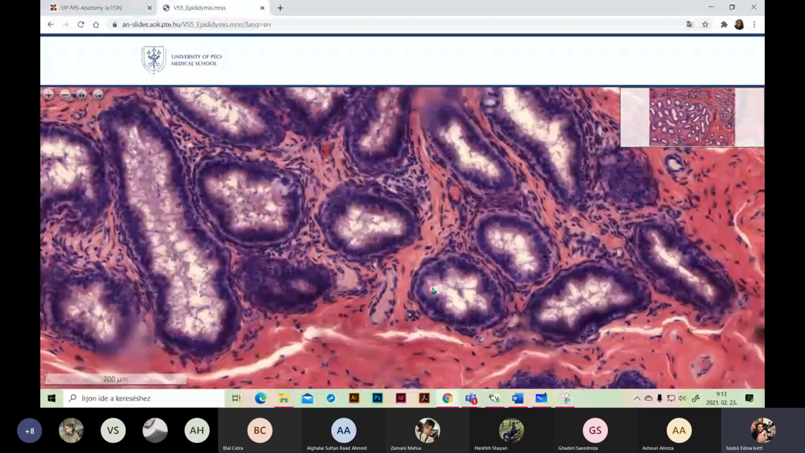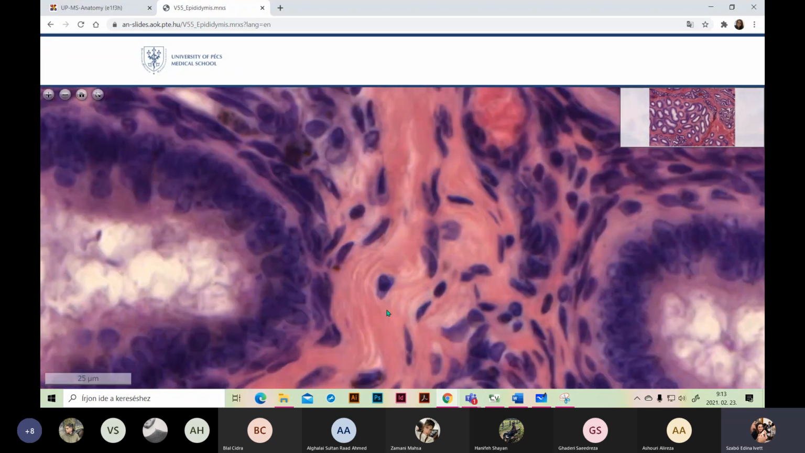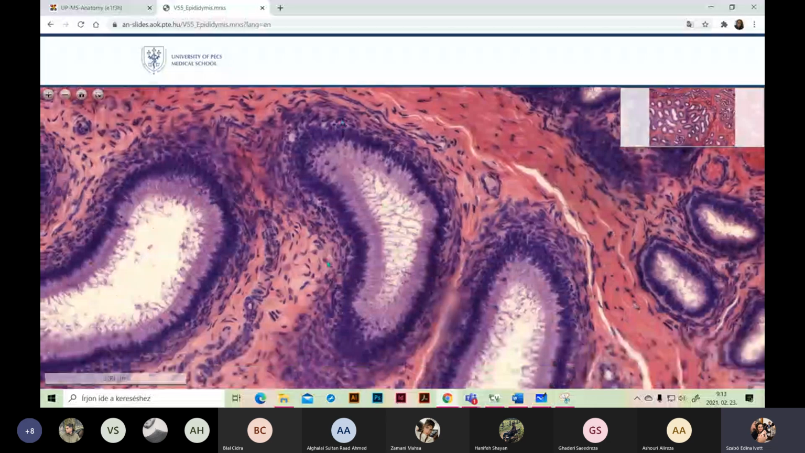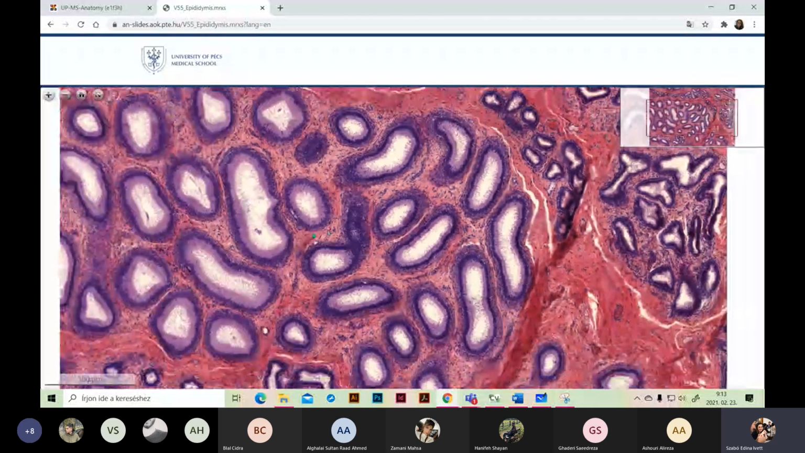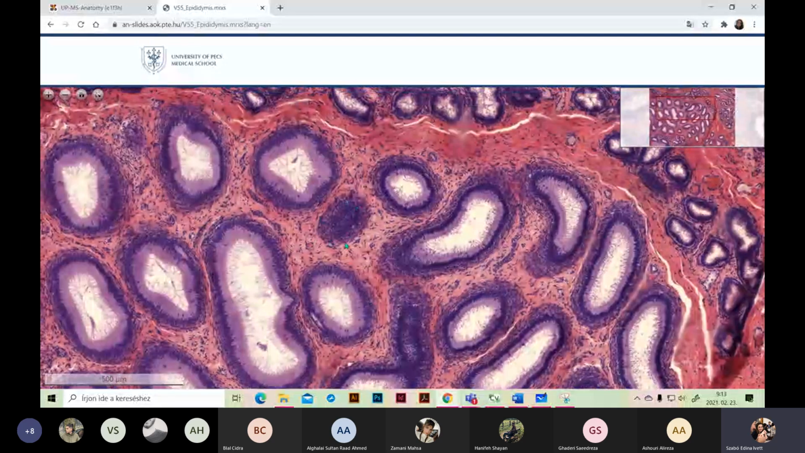And what do you think this structure is? I think it is a vessel. Very good. It's a vessel, and in the lumen of the vessel, you can see the red blood cells. Okay. And I have a tricky question. So, one moment. What about this? What do you think?